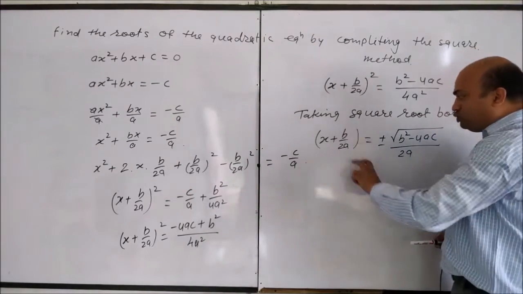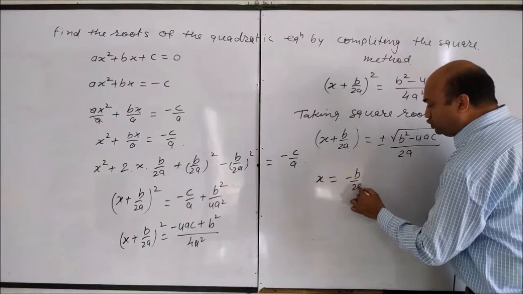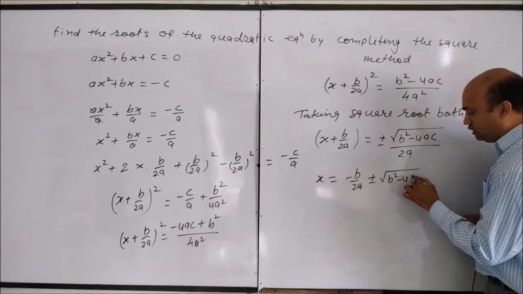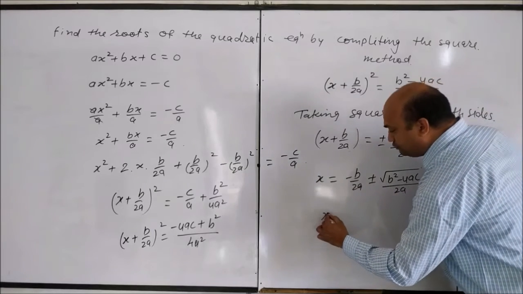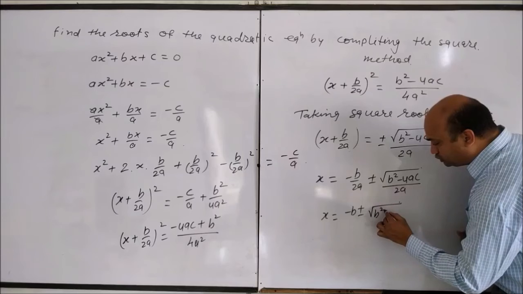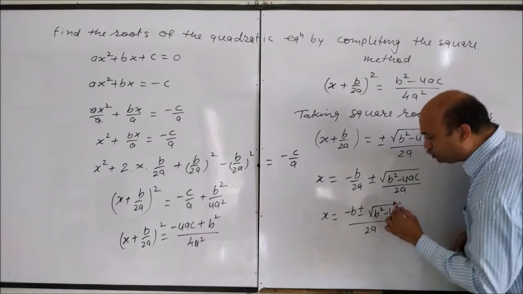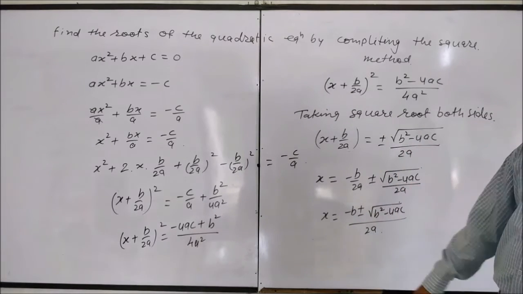Now this b by 2a we shift here, x we get minus b by 2a plus minus under root b square minus 4ac by 2a. 2a we take LCM, x we get minus b plus minus under root b square minus 4ac upon 2a. What is it? You see, this is the quadratic formula.